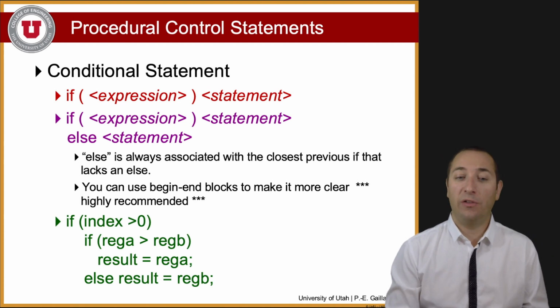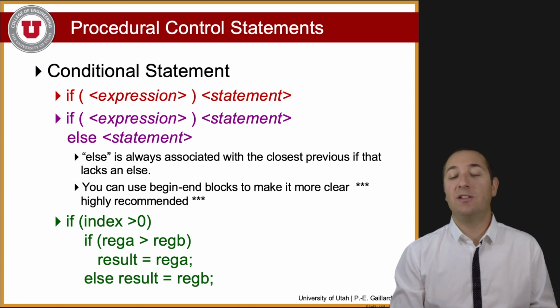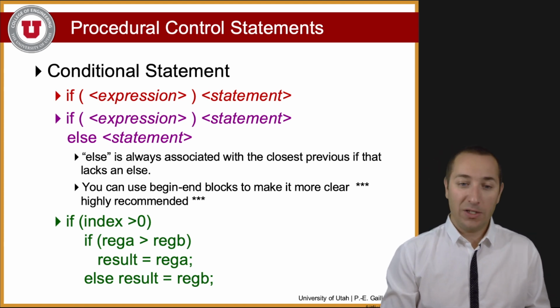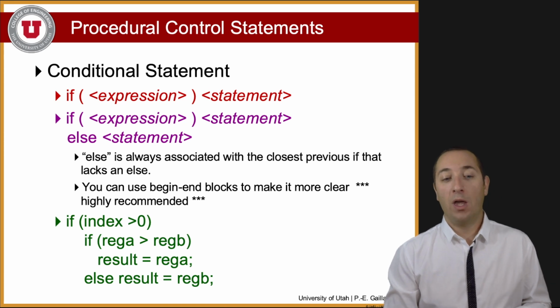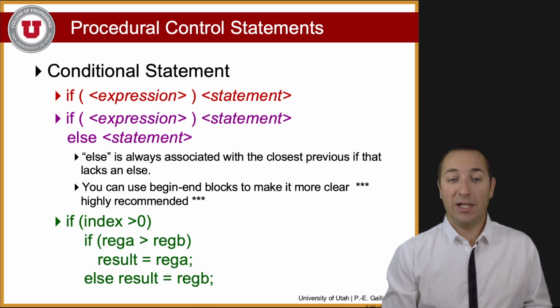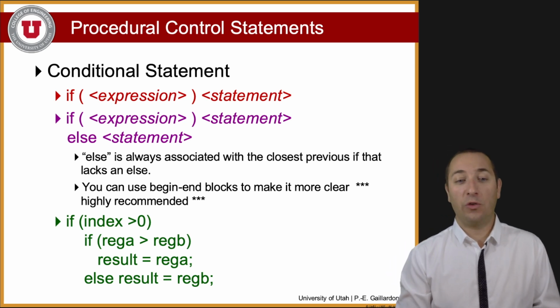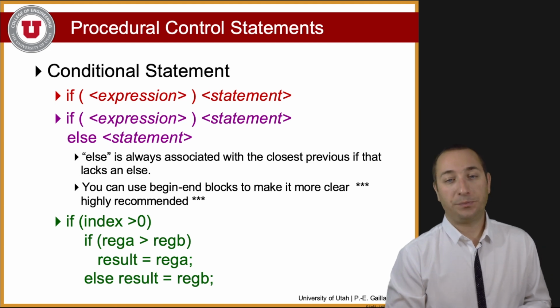If index is larger than 0, and if reg A is larger than reg B, then result will be equal to reg A. Else, result will be equal to reg B. The else is related to the if reg A is larger than reg B expression, okay, because it is the closest that lacks an else.